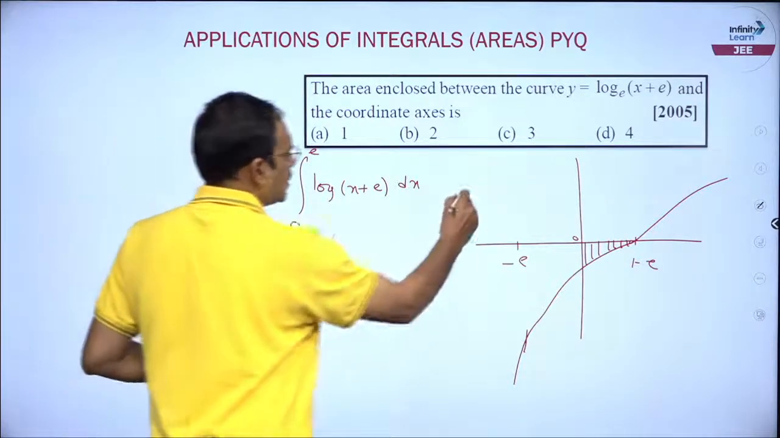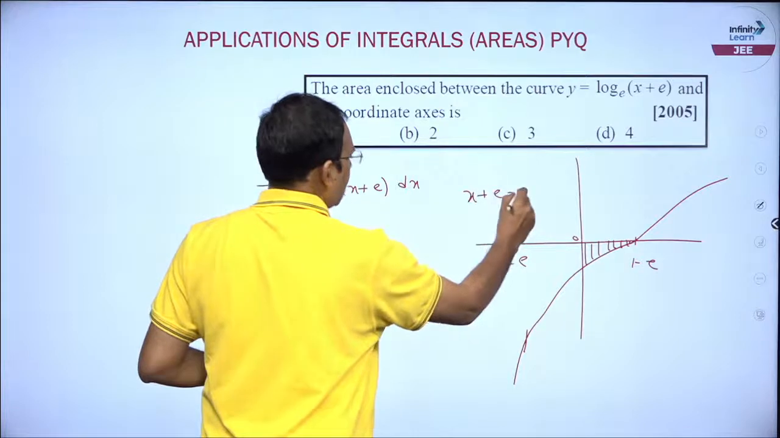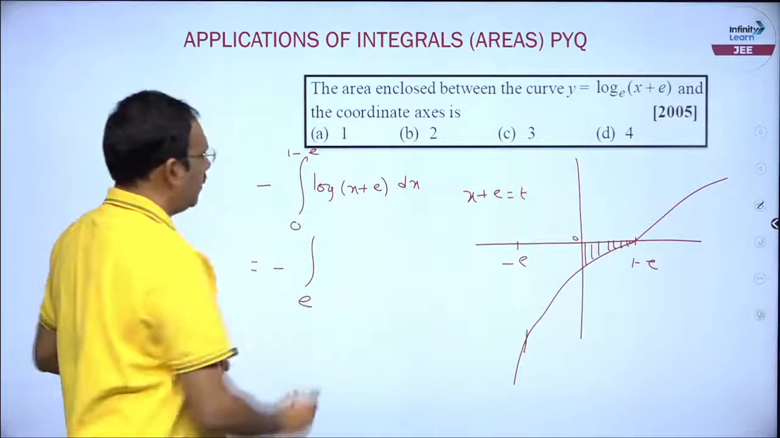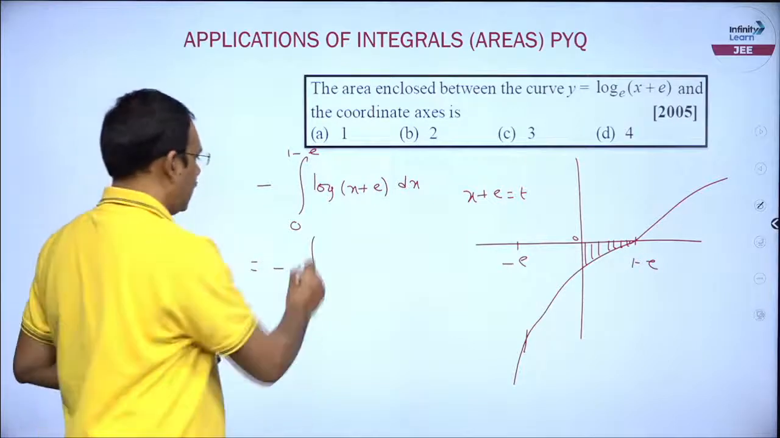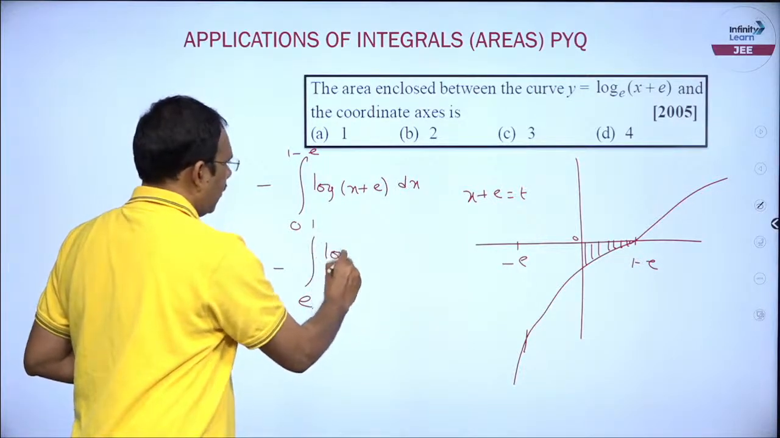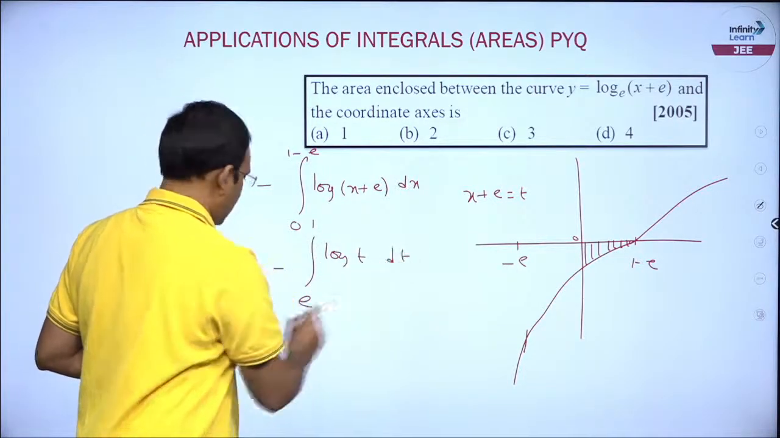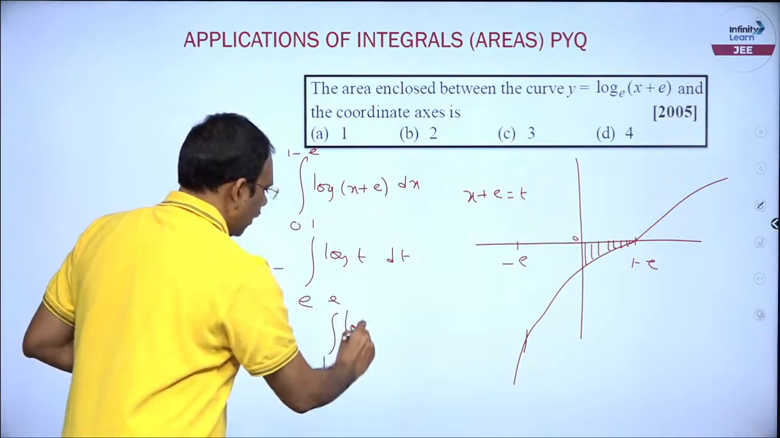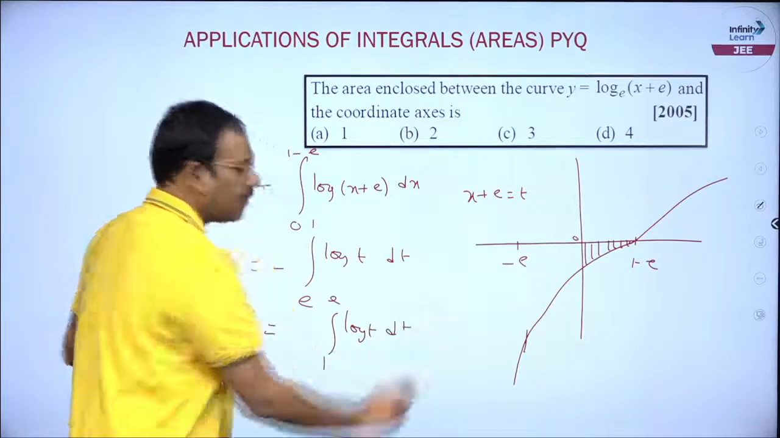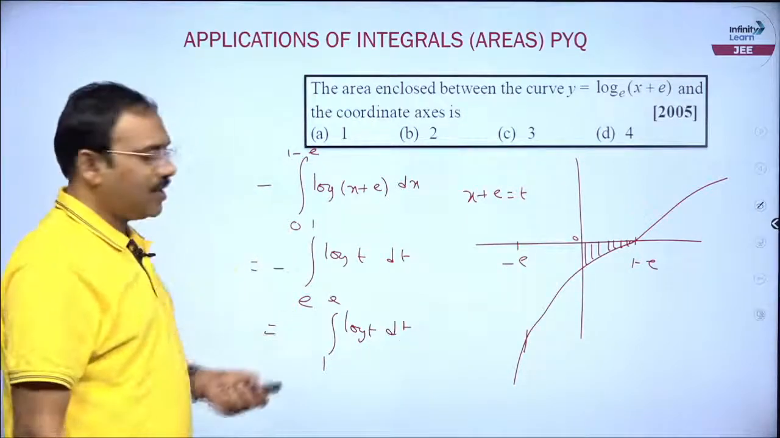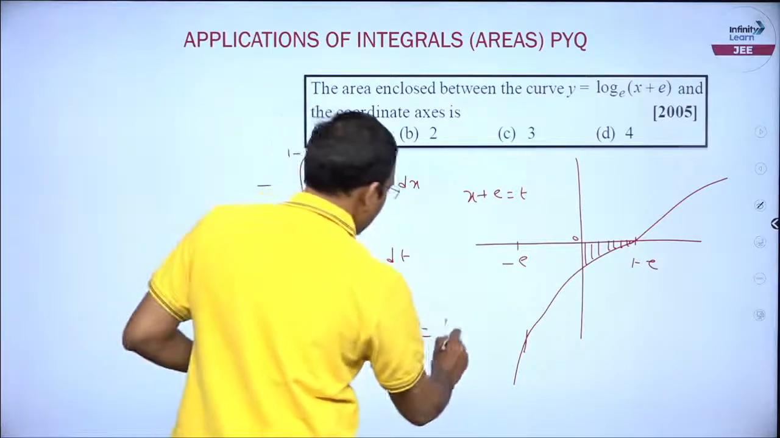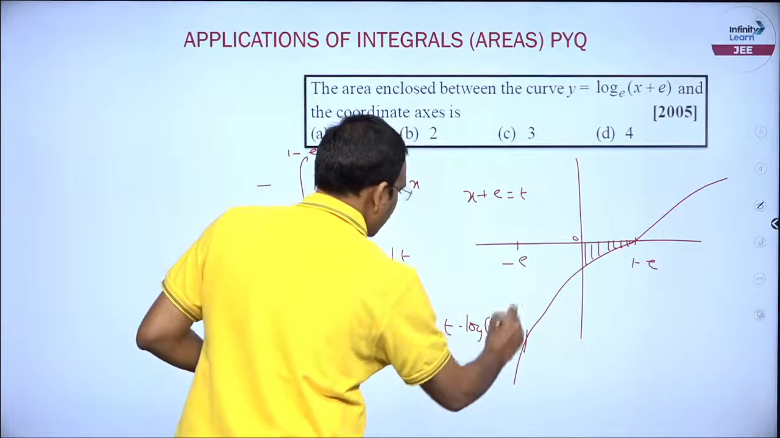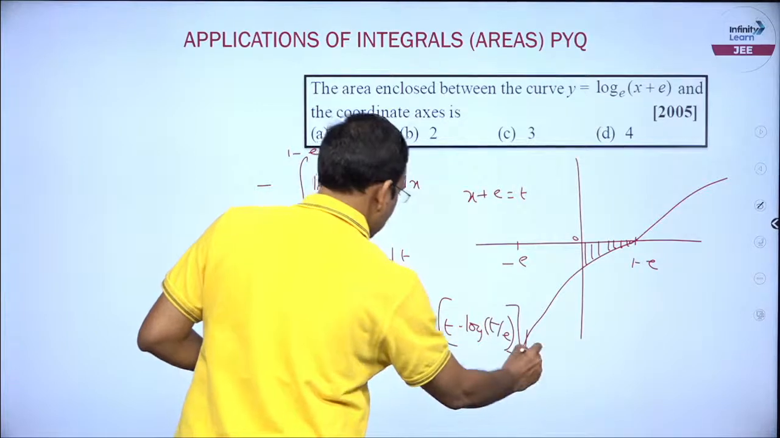integral, you just take x plus e as t, so that when x is 0 it is e, when x is 1 minus e it is 1, and dx will become dt, which is integral 1 to e log t dt. Fine. So, the integral of log t is t log t minus t, between the limits, dear friends, 1 to e.